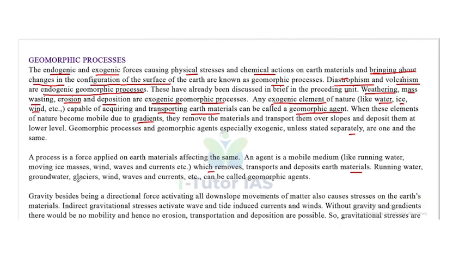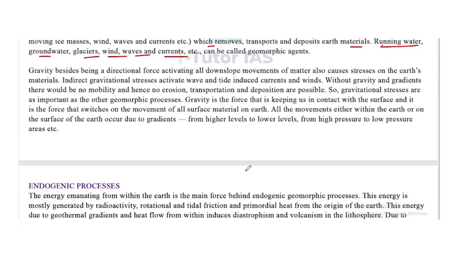Running water, groundwater, glaciers, wind, waves and currents, etc. can be called geomorphic agents. Now, gravity, besides being a directional force activating all downslope movements of matter, also causes stresses on the Earth's material.